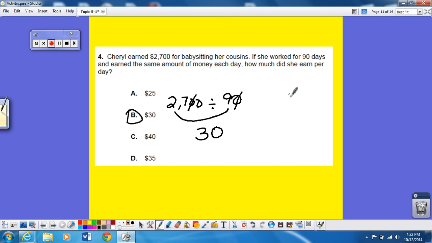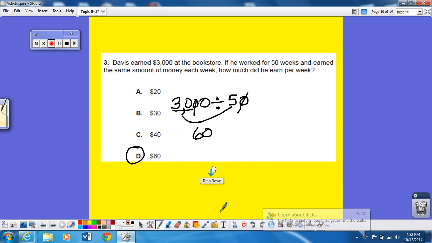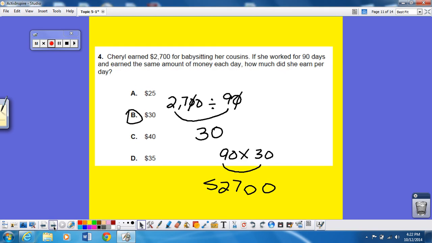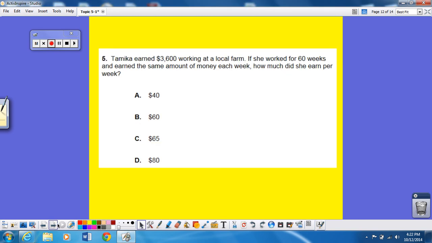And we could always stop and multiply to make sure we're right. 90 days times $30 a day. 9 times 3 is 27. 1 2 1 2. And we know that we've gotten the right answer for that. Okay. The next problem, sorry, I went the wrong way.